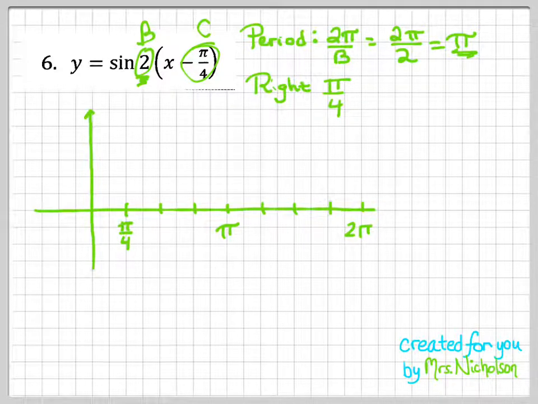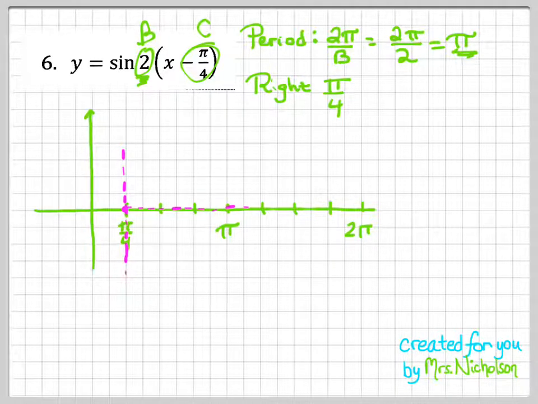Now remember, we're shifting to the right pi over 4, and so that means that my middle line should start right here at pi over 4. That's going to be the middle line of my graph. The period is pi, and so I'm starting here. I need to finish in pi units. And the way that I've labeled my graph, 8 squares equals pi units.